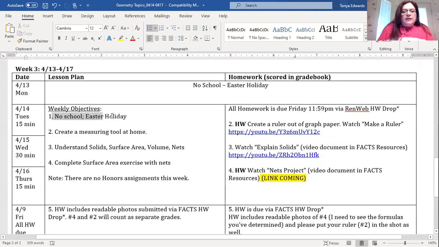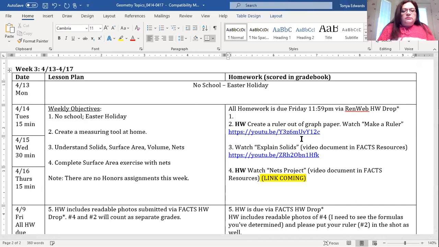So number 1 is no school. When you go over here and look at the homework column and there's no number 1, it's because there's no school. Let me just write that in there so that there's no confusion.